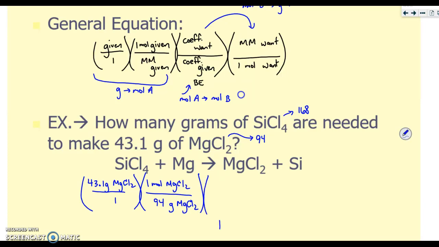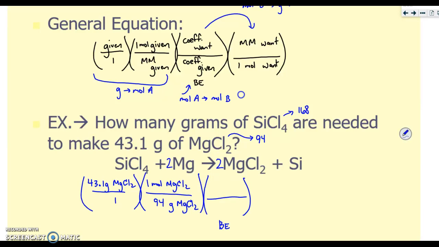Then I'm going to do my balanced equation step. I want SiCl4, and I'm given MgCl2, and we completely forgot to balance our reaction. My fault. Let's add that in right now.